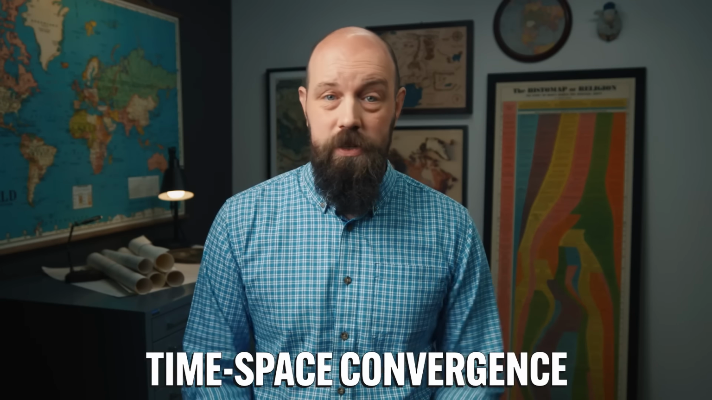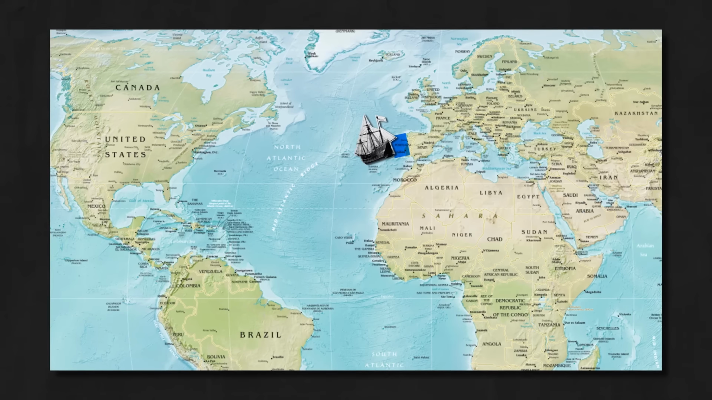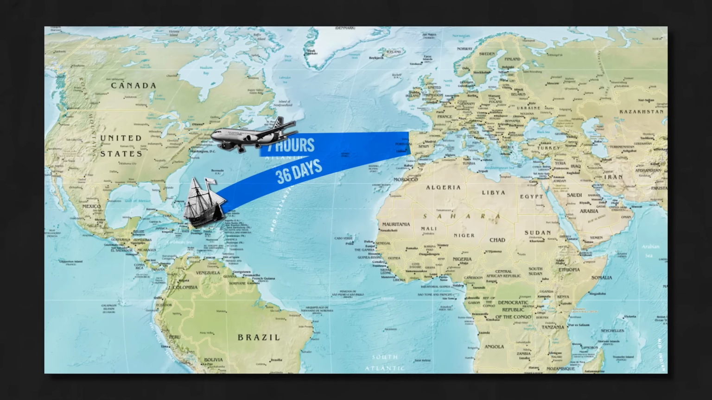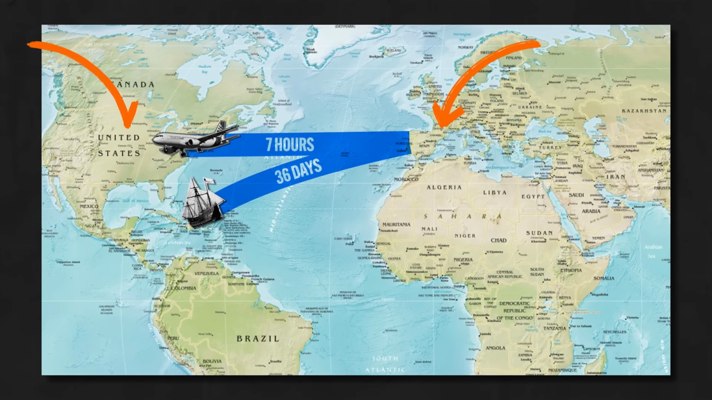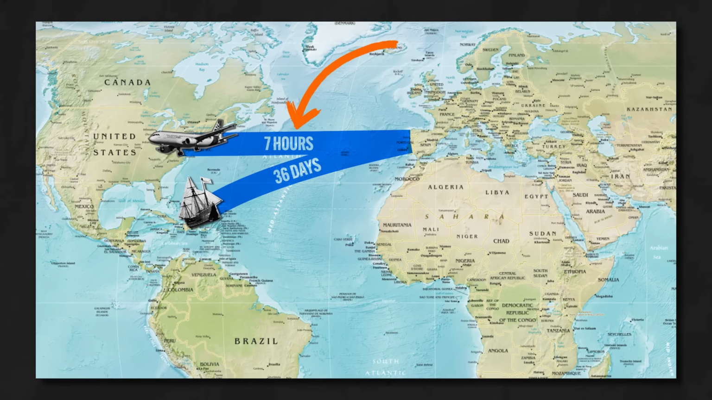And a major factor in this process is time-space convergence. Essentially, as transportation technologies advance, the time and space between places shrinks. Now, that sounds confusing, but it's not really, so think about it this way. Christopher Columbus sailed across the Atlantic in 36 days, but today we can fly across the Atlantic in 7 hours. So although Europe and North America haven't changed geographical positions, the time it takes to travel between them has significantly shortened.